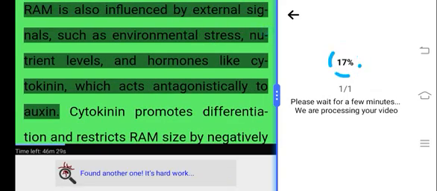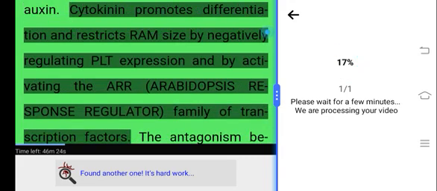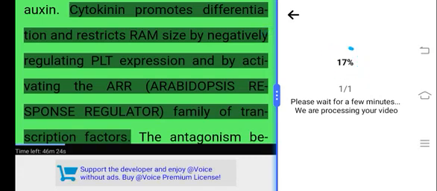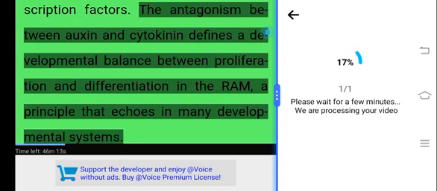RAM is also influenced by external signals, such as environmental stress, nutrient levels, and hormones like cytokinin, which acts antagonistically to auxin. Cytokinin promotes differentiation and restricts RAM size by negatively regulating PLT expression and by activating the ARR (Arabidopsis response regulator) family of transcription factors. The antagonism between auxin and cytokinin defines a developmental balance between proliferation and differentiation in the RAM, a principle that echoes in many developmental systems.